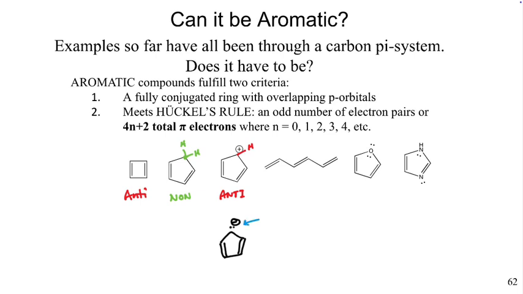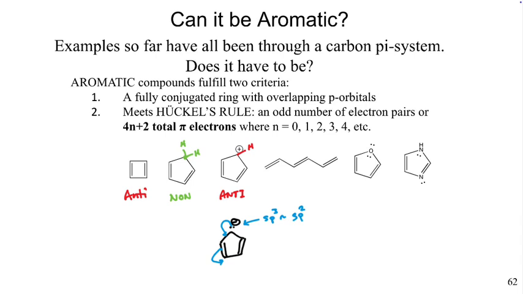This top atom is sp3 hybridized, but what did we say sp3 could do? It can act like sp2 through resonance. So what does that mean for the next system? Well, it is now a fully conjugated ring with overlapping p orbitals. Does it meet Huckel's rule? Does it have an odd number of electron pairs?